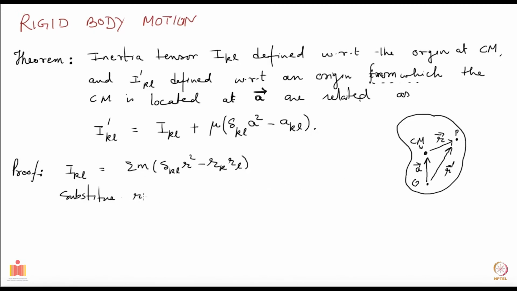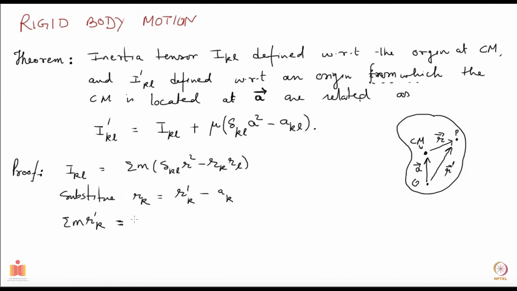Okay, so your r is r prime minus a. Let me put it in components. So that's what you should substitute in this equation. When you do so, you'll generate lots of terms, and some of them will look like what you should have in I_k prime, and there'll be other terms which you can combine with whatever you get using these identities, these definitions.